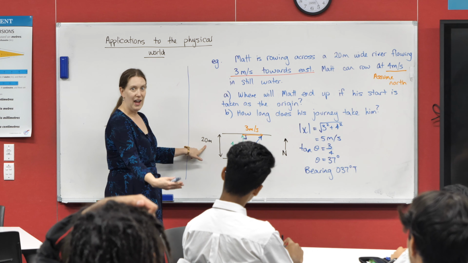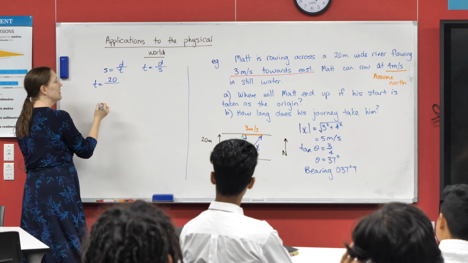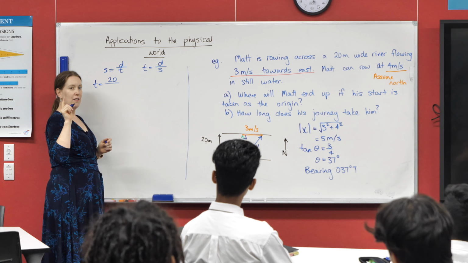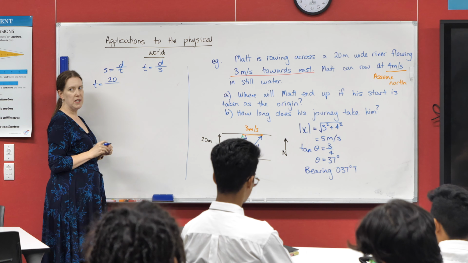To find the time. Can anyone remember way back how speed and distance and time are related? Speed equals distance over time. I want time, so that's equal to distance divided by speed. I've got all of these. What's my distance? 20. What's my speed? And which speed do we do it at? 5 meters per second. Why 5 meters per second?